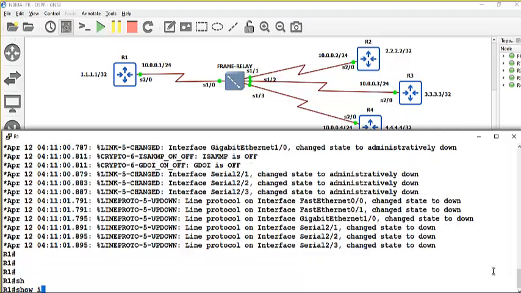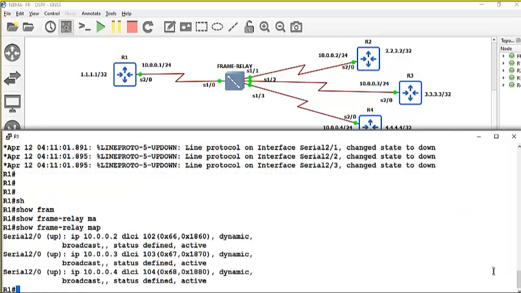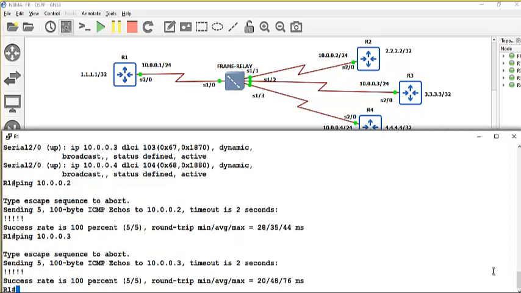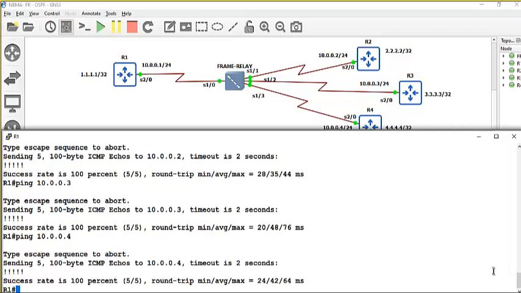When I type this command show frame relay map, I should see the routes to reach the remote sites 10.0.0.2, 10.0.0.3 and 4. When you ping 10.0.0.2, you should be pinging. Yeah, we are able to ping.